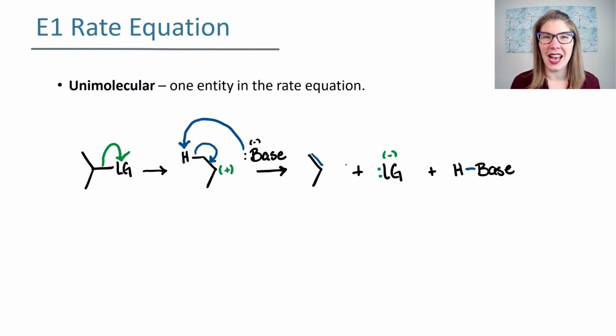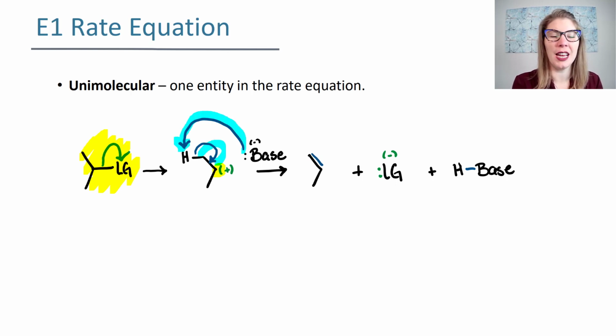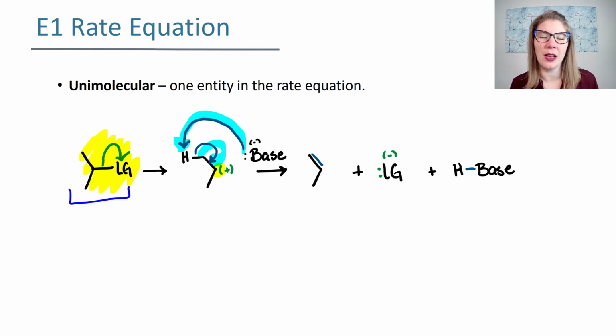When we are looking at the rate equation, we need to also consider the mechanism. The first thing that happens in the mechanism is the loss of the leaving group. So the leaving group leaves and it forms this carbocation, and then your base can come in, pull off a proton, and then form a pi bond. Unimolecular means that your rate equation only depends upon one compound, and that one compound is going to be this, which is what I call the substrate.